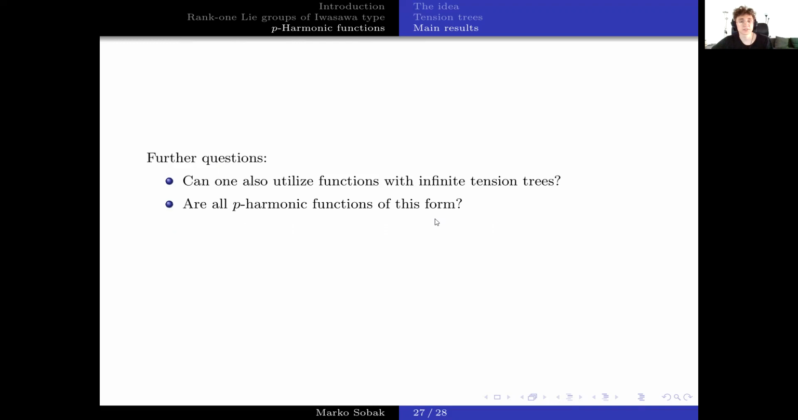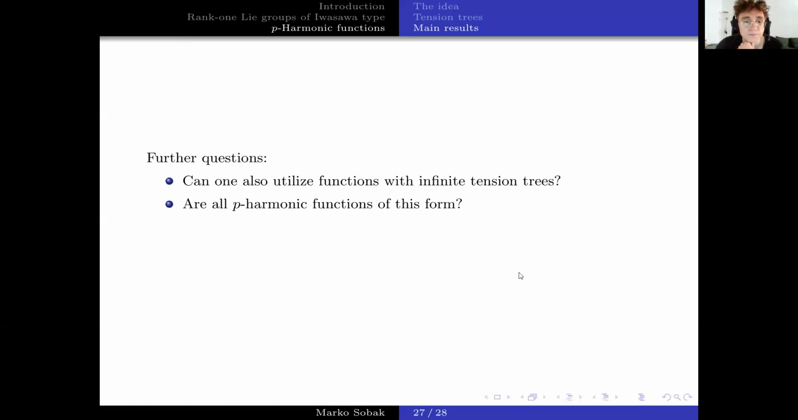And then another thing to ask is whether all p-harmonic functions on a rank one Lie group of Iwasawa type are of one of these two forms that I showed you. Intuitively, I would say that the answer is probably no. But one can never be too sure, and especially if one is able to somehow extend this to infinite tangent trees, then there might be hope that really every function is of this form. But this is something that could be looked at.